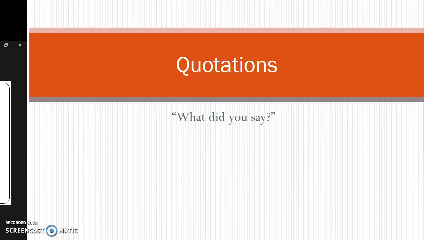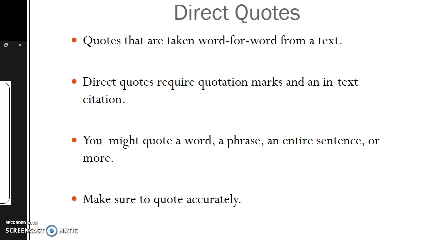Okay, guys, let's talk about quotations today. The first part of this lecture, I'm going to talk about sort of the logistics or how to format quotes, and then the second part of the lecture, I'll talk about how to incorporate quotes effectively into a paper. So I want to talk first about what quotes are.